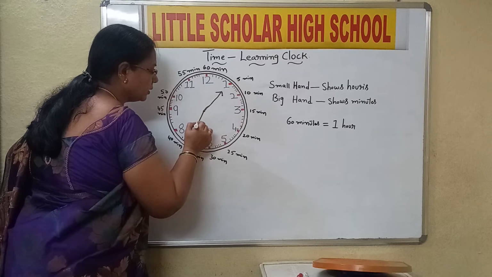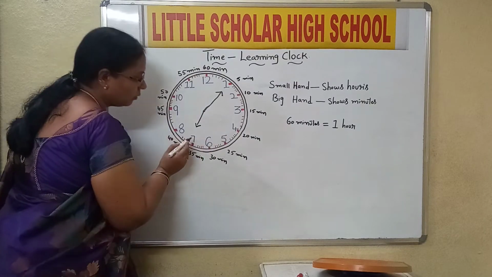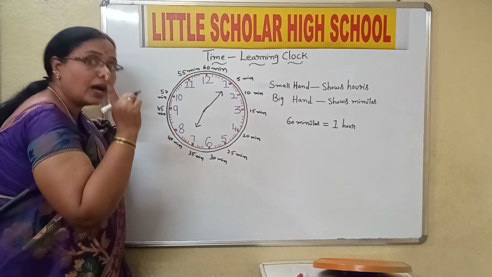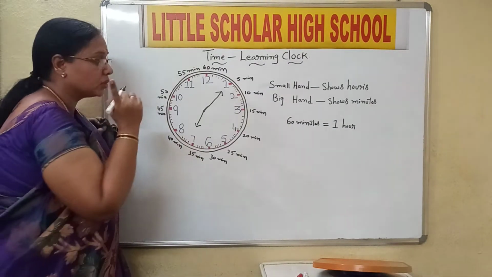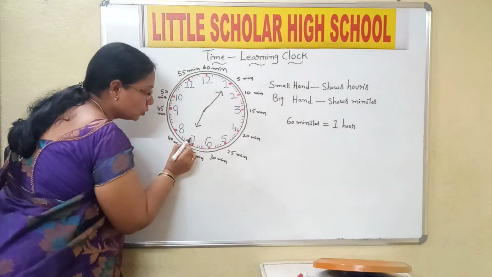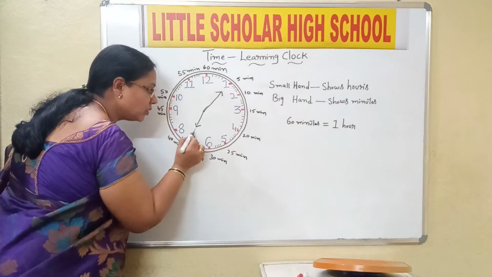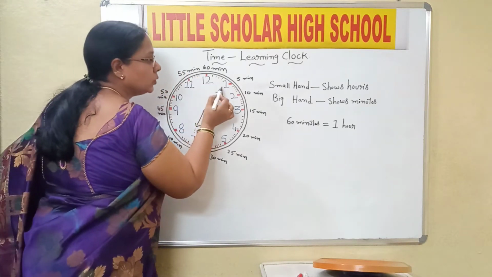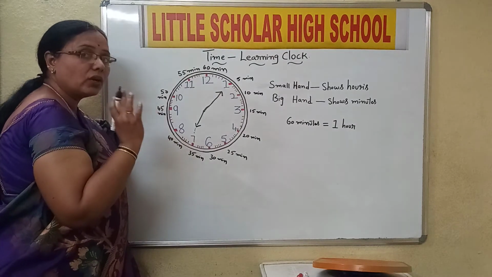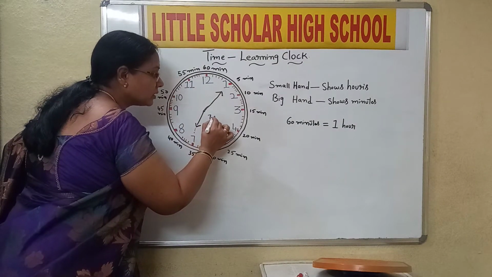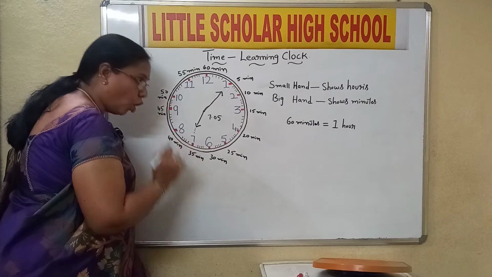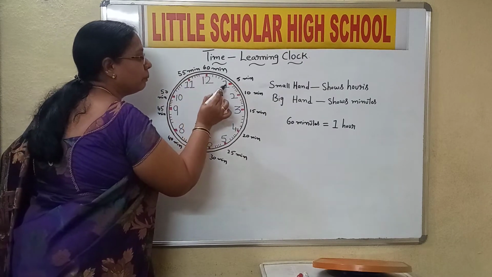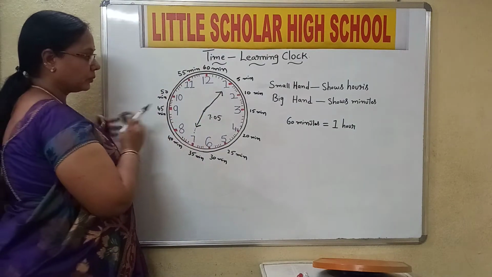In the same manner, let us do this. This is the big needle and this is the small needle. Now what does the small needle show? The small needle shows hours. So where is the small needle now? It is towards the 7. So what is the time? 7. But where is the big needle? The big needle is pointing towards the 5. What is the time? The time is 7:05, we can say, or 5 past 7. Clear?